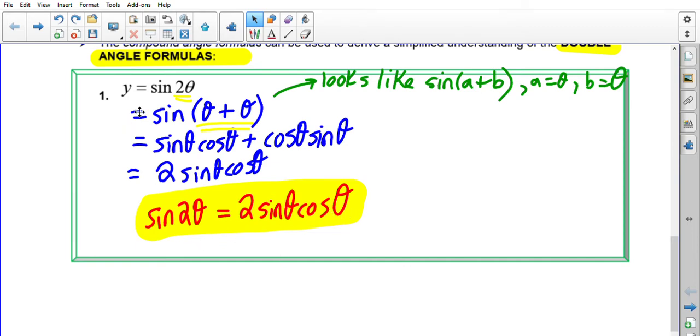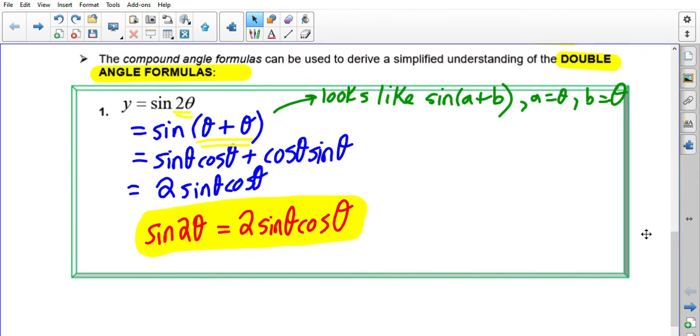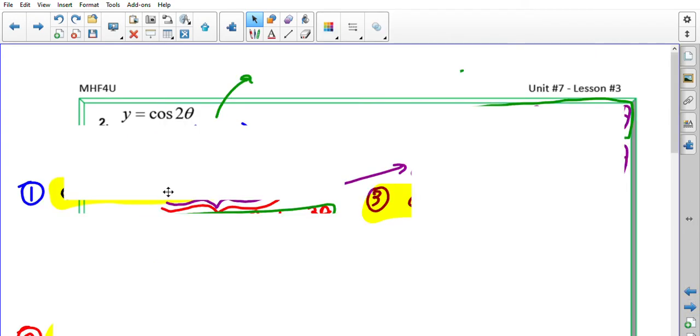The reason why this will be beneficial is you're going to see later on it might be easier to work with a singular theta as opposed to a 2 theta. So this is why knowing this is important. We can turn something that's difficult for us into something that's simple for us. All right, and now let's move on to the next page.